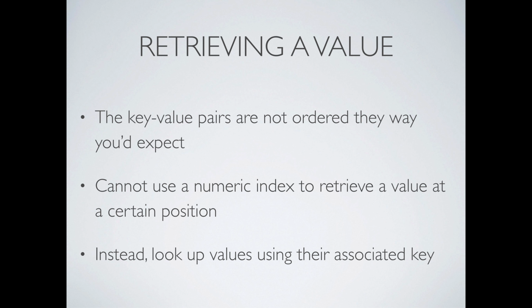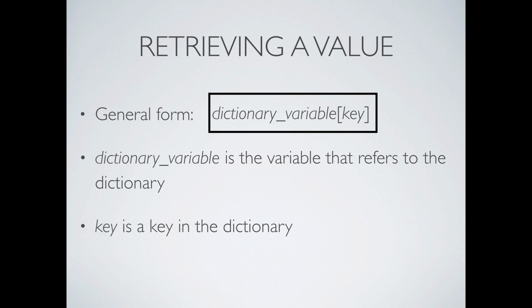With dictionaries, to look up a value, you use the key. We talked about this: in a real-life dictionary, the key is the word. You know the word, and you use the word to look up the definition. So again, ordering doesn't really matter in the dictionary; instead you use the keys to look up the value. This is the general form of doing that. Here, the dictionary variable is a variable that refers to the dictionary.